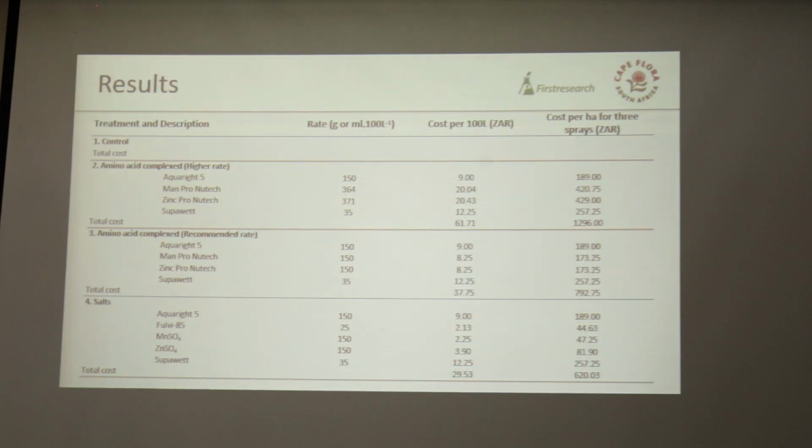So it's still the cheapest, even though you are adding something like fulvic acid, and half the price of the higher rate if you were spraying that higher rate. But in general per hectare, even if you sprayed the amino acid at the higher rate, 1,300 rand for 3 sprays per hectare is not really that expensive. There are insecticide sprays that are way more than that for 1 spray per hectare, so it's not that high a cost in any case. That was that.